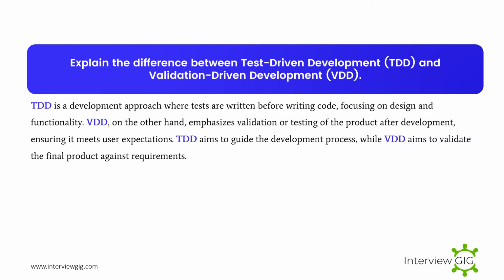Explain the difference between test-driven development, TDD, and validation-driven development, VDD. TDD is a development approach where tests are written before writing code, focusing on design and functionality. VDD, on the other hand, emphasizes validation or testing of the product after development, ensuring it meets user expectations. TDD aims to guide the development process, while VDD aims to validate the final product against requirements.